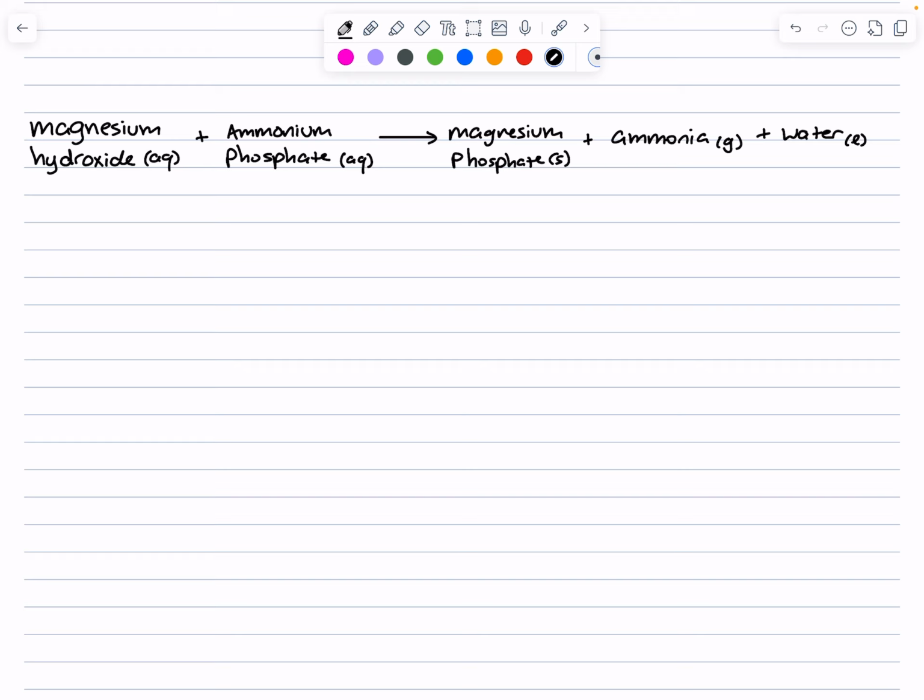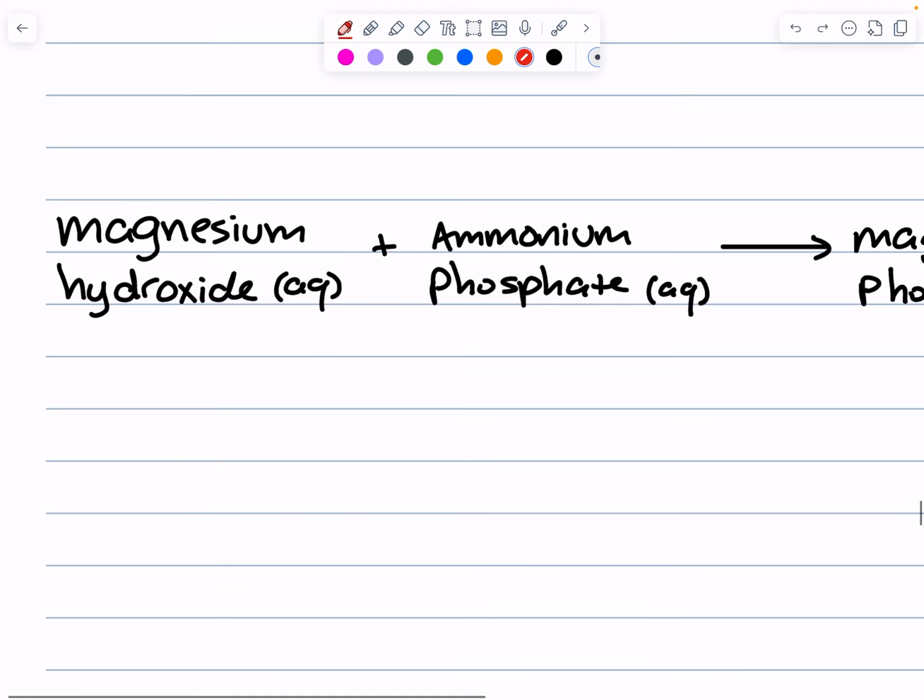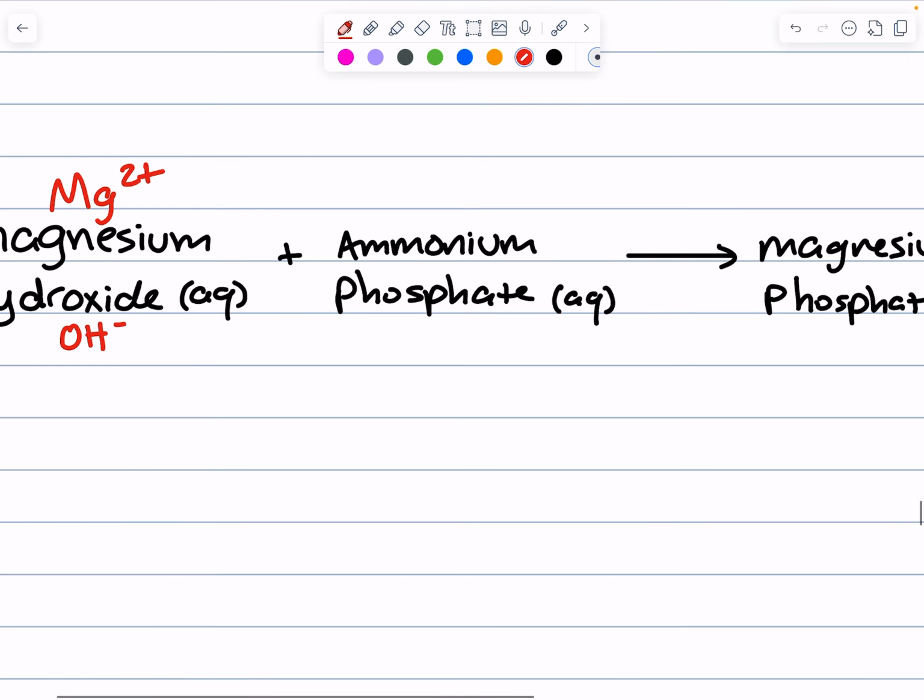So let's start. Okay, I'm gonna write out all of the ions and then we're gonna cross them. So magnesium, starting over here, magnesium is Mg. According to the periodic table, it has a 2+ charge. Okay, hydroxide is a polyatomic, it's OH minus. It's literally this simple. Ammonium is a polyatomic, NH4 plus. Phosphate, polyatomic, PO4, 3 minus.